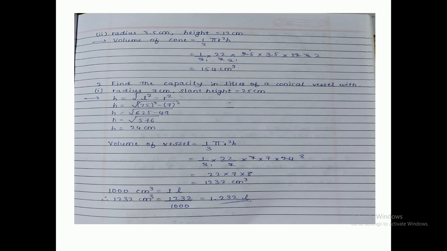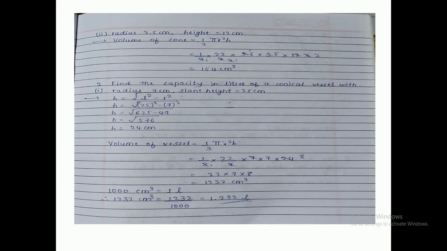Then second question, find the capacity in liters of a conical vessel with... we have to find out the capacity, in the sense again it is volume only. But we have to convert this into liters. So in the first part, radius 7 centimeter, slant height 25. Radius is given, slant height is given, right? But for the formula we need h.